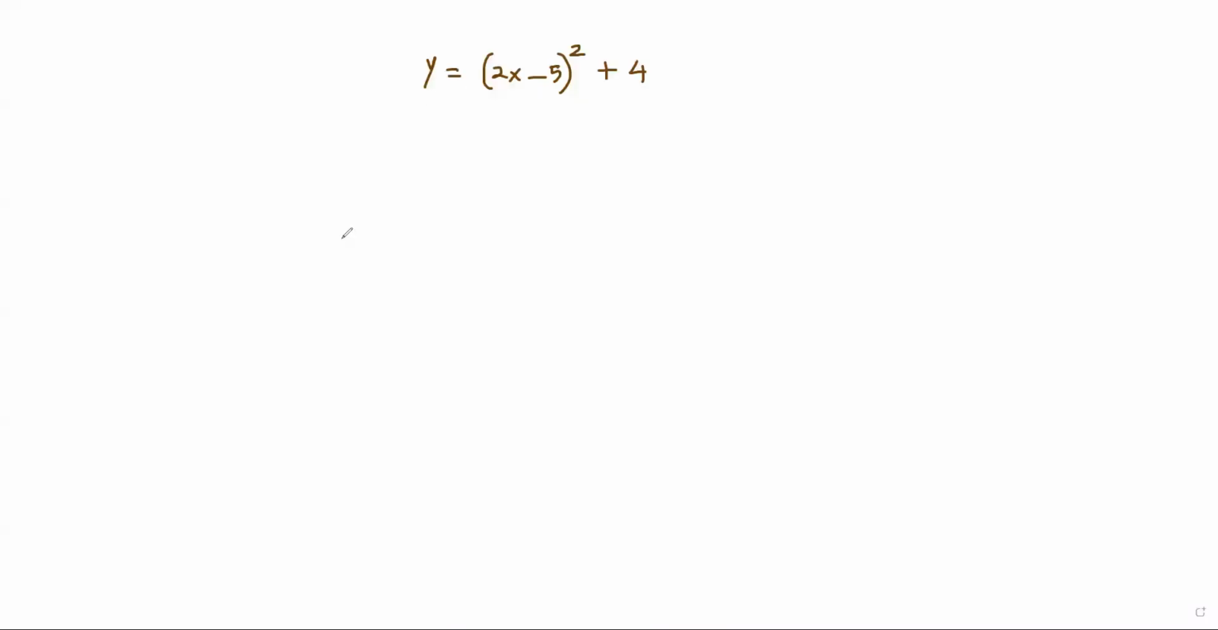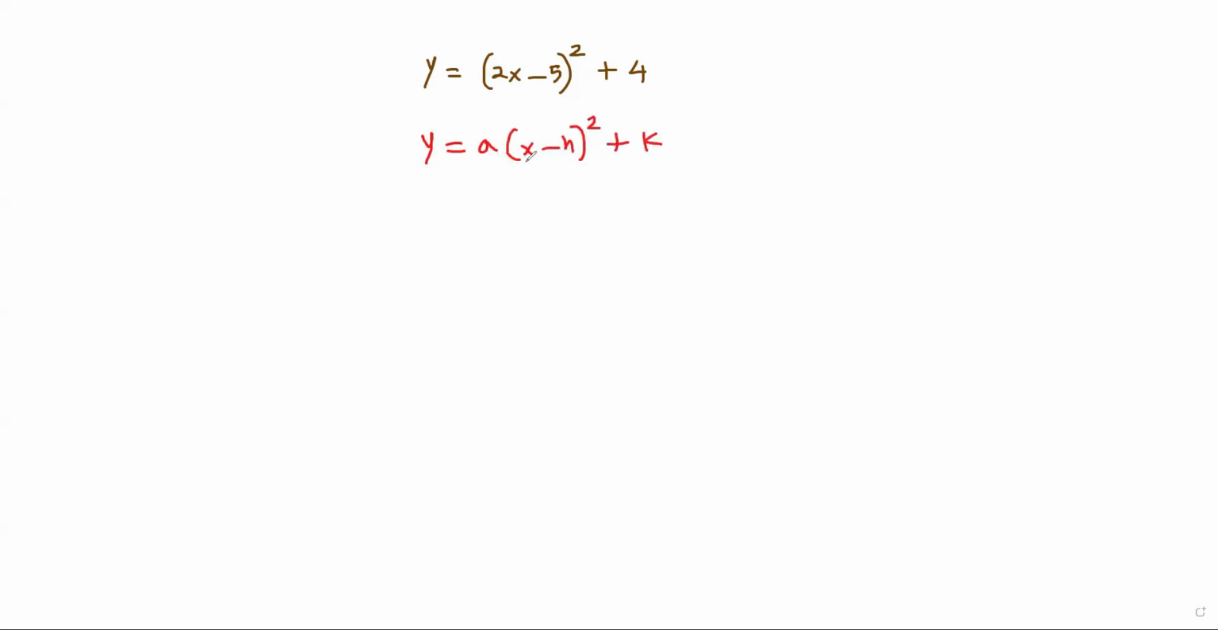Let's look at another example. Here we have a quadratic function, that is y equals 2 times x minus 5, the whole square, plus 4. It's almost in vertex form. Let's compare the given quadratic function with the vertex form: y equals a times x minus h the whole square plus k.